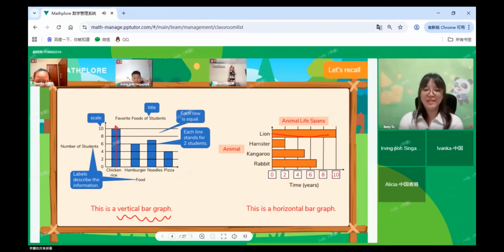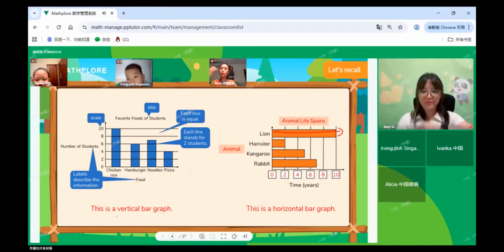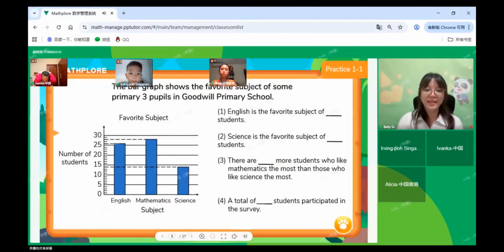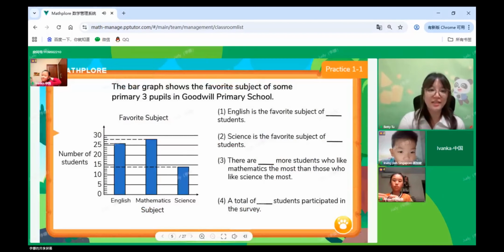All right, so everybody, today we are going to review the whole chapter. Let's take a look at these two kinds of bar graphs. The first one, the bar stands vertically. We call it vertical bar graph. How about the second one? Horizontal bar graph. Good. Horizontal bar graph.